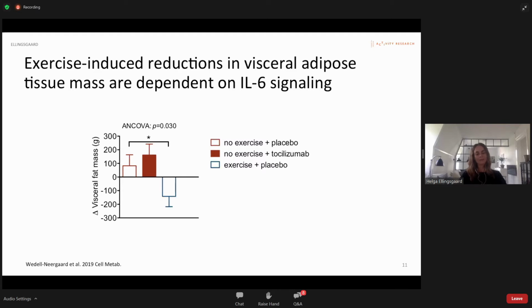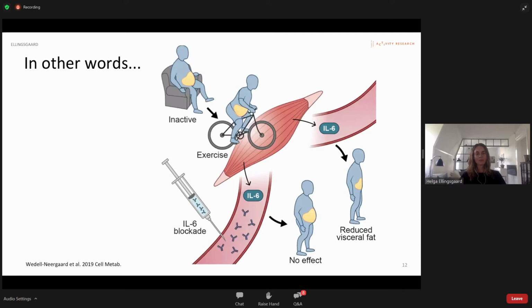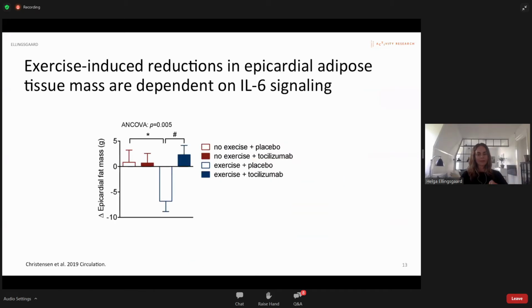As expected, visceral adipose tissue was reduced in the exercise placebo group. And most interestingly, this effect was completely abolished in the group which combined exercise with IL-6 receptor blockade. So exercise-induced reductions in visceral adipose tissue mass were completely dependent on IL-6 signaling. Or said in other words, if an abdominally obese inactive person starts to perform regular exercise, the reduction in visceral adipose tissue mass is completely dependent on the presence of an IL-6 signal.